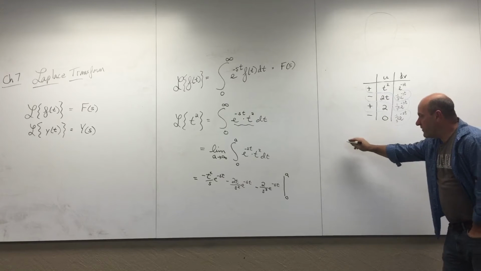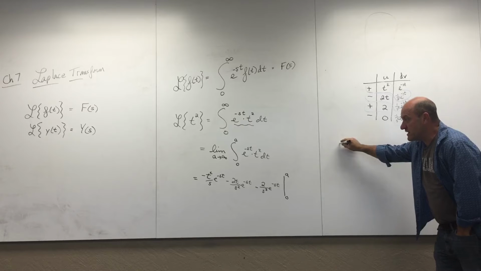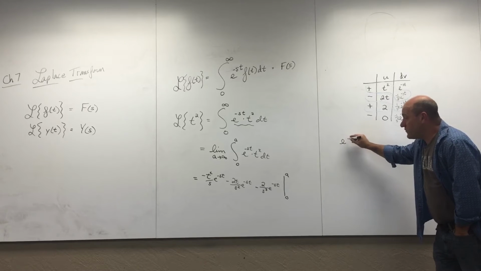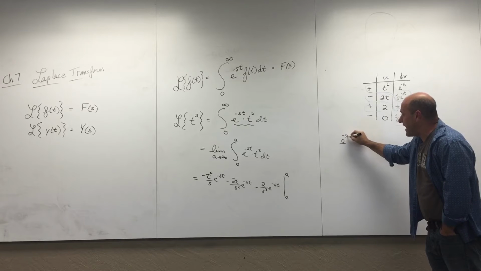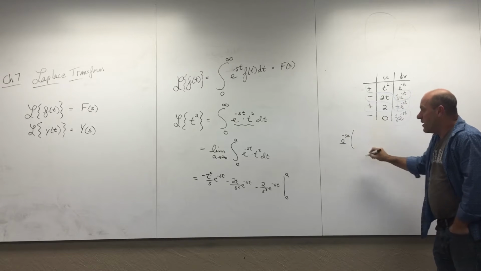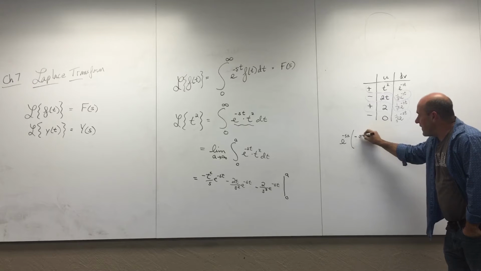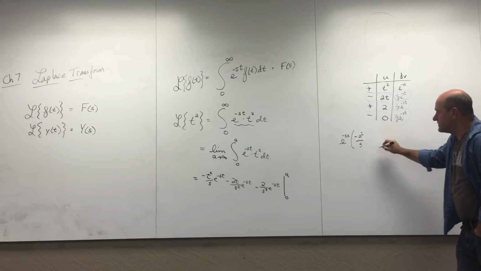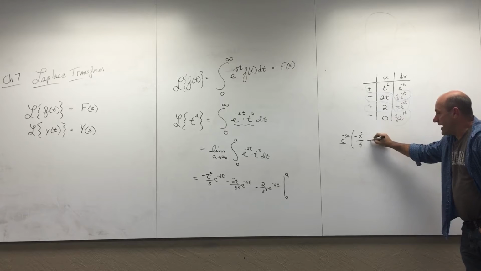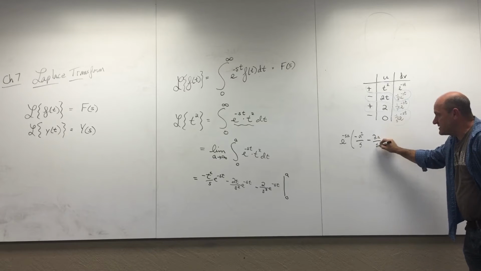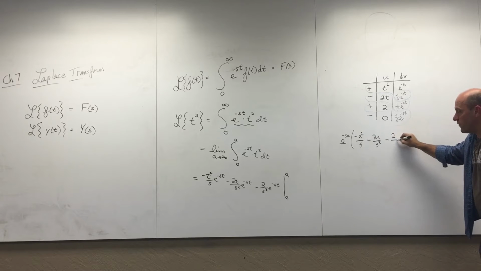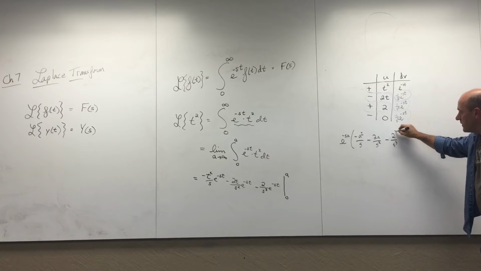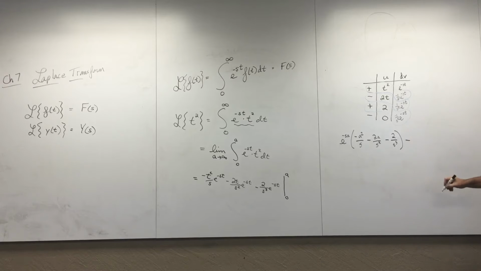I'm going to factor out that e to the negative st, so I don't have to keep writing it. So it'll be an e to the negative sa. And then here I go. Negative a squared over s minus 2a over s squared, and a minus 2 over s cubed. Minus e to the negative sa.